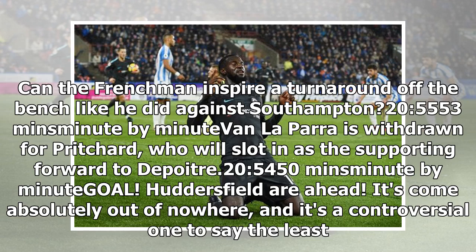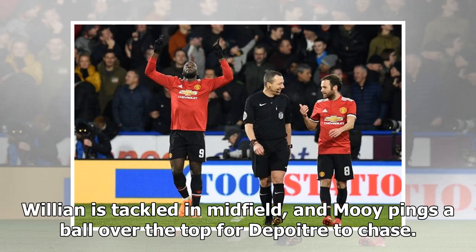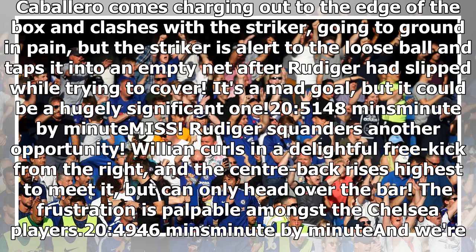Goal. Huddersfield are ahead. It's come absolutely out of nowhere, and it's a controversial one to say the least. Willian is tackled in midfield, and Mooy pings a ball over the top for Depoitre to chase. Caballero comes charging out to the edge of the box and clashes with the striker, going to ground in pain, but the striker is alert to the loose ball and taps it into an empty net after Rudiger had slipped while trying to cover. It's a mad goal, but it could be a hugely significant one.